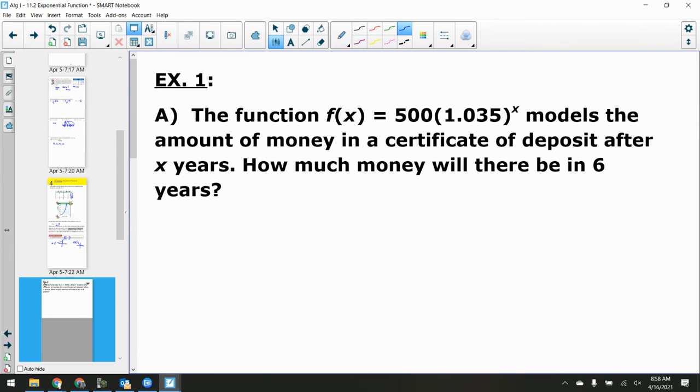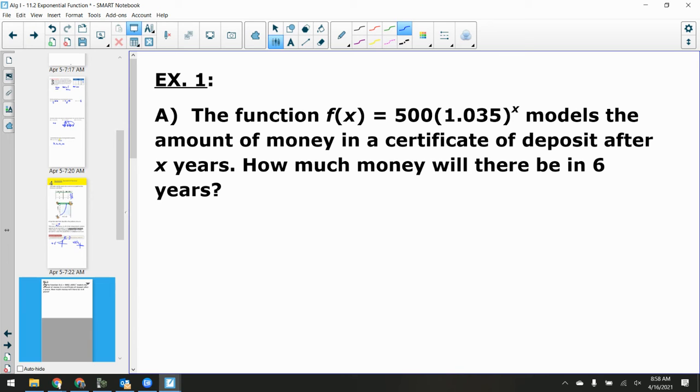All right, let's take a look at an example. The function f of x is equal to 500 times 1.035 to the x models the amount of money in a certificate of deposit after x years. You guys know what a certificate of deposit is? It's one way to invest money. It's called a CD, not like a compact disc, but a certificate of deposit.